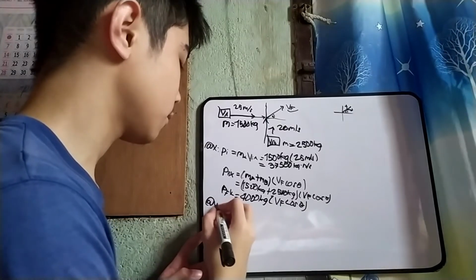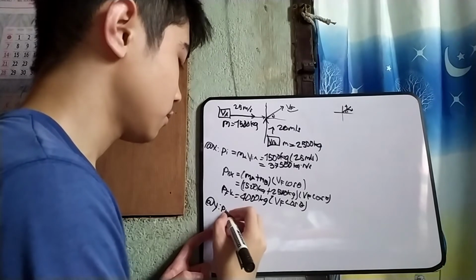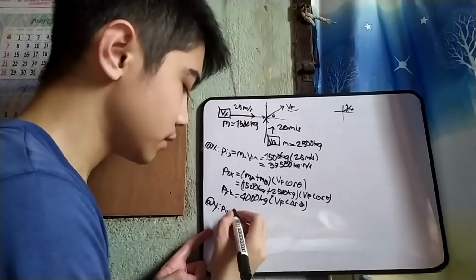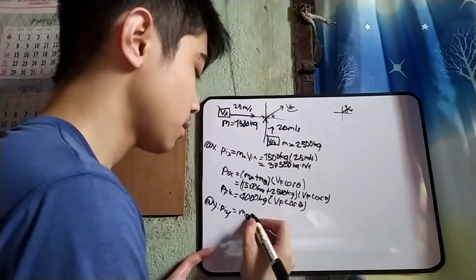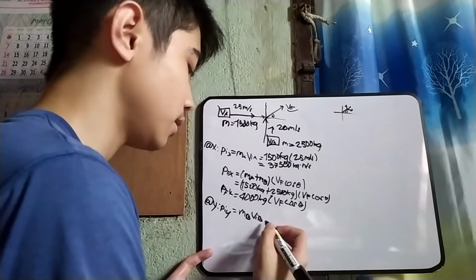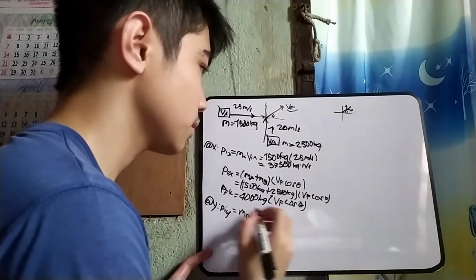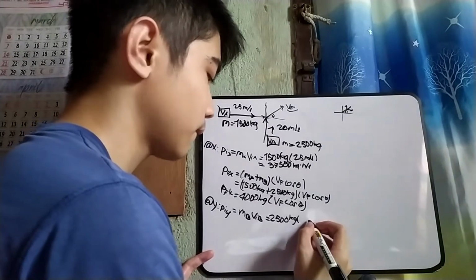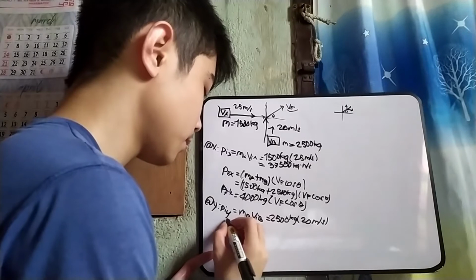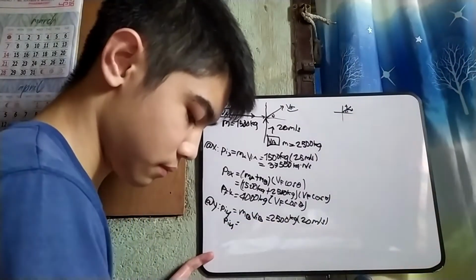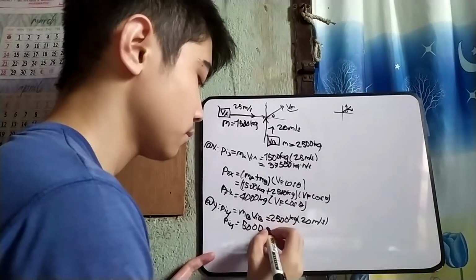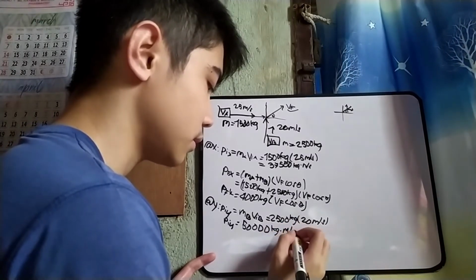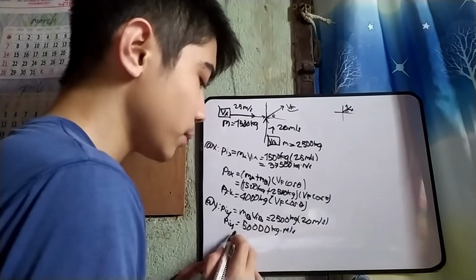Then, now we go to y. At y, we do the same as before. The initial momentum at y is equal to the mass of vehicle B and its initial velocity. So, it is equal to the mass of B, 2,500 kilograms, multiplied by the velocity of 20 meters per second. So, the initial momentum at y is equal to 50,000 kilogram times meter per second. So, this is the initial momentum at y.